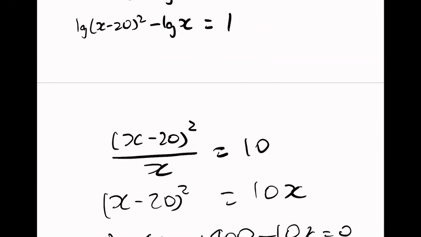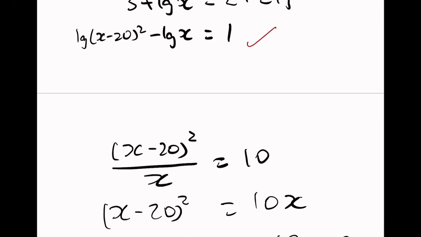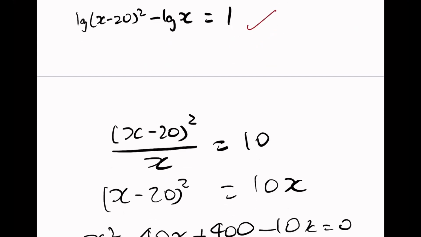Yes, that's correct. Let me double check first. Yeah, okay. Then after that, you combine the logs because there's a difference, and the coefficient here is 1, 1. Then it just becomes a quotient. (x minus 20) squared over x equals 10. Hold on a second. Right, the lg you bring over, 10 power 1. Okay, correct.